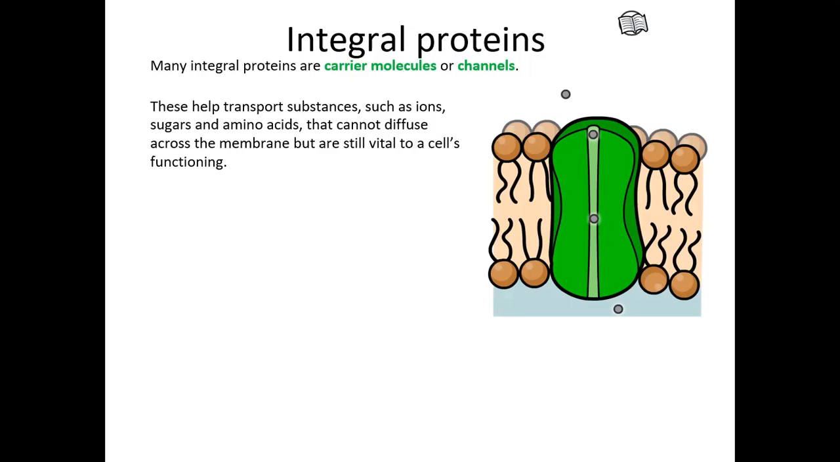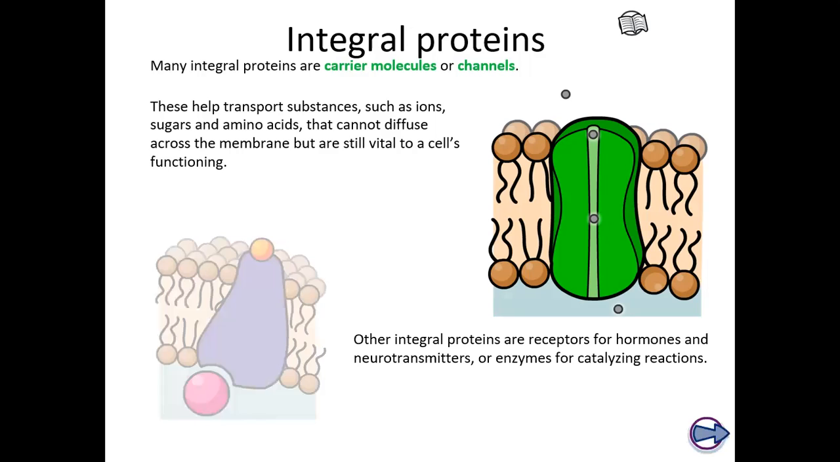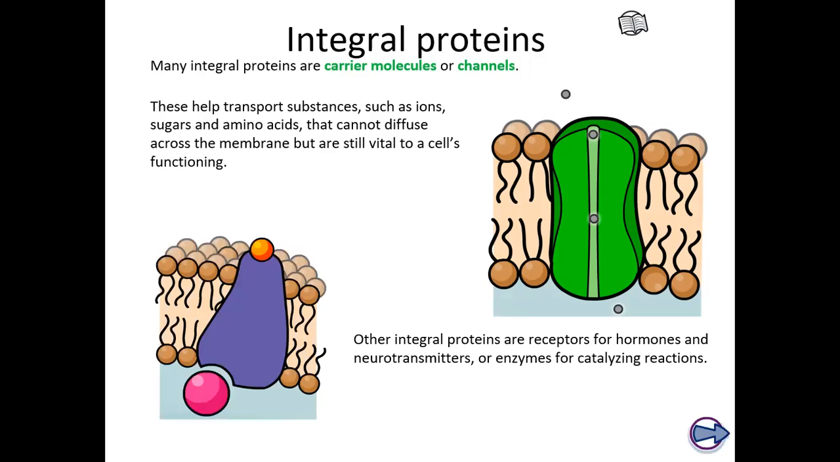So instead, we have these integral proteins to help us. So the carrier molecules, they literally work as a tunnel, a pathway in and out of the cell. So molecules can leave the cell this way, molecules can enter. So you'll find lots of channel proteins for things like sodium ions, potassium ions, calcium ions. Other integral proteins are receptors for hormones and neurotransmitters, or enzymes for catalyzing reactions.